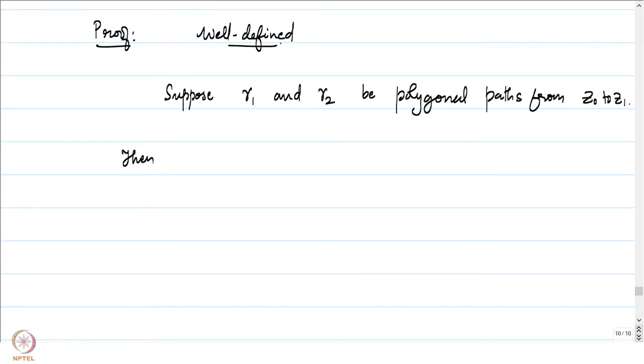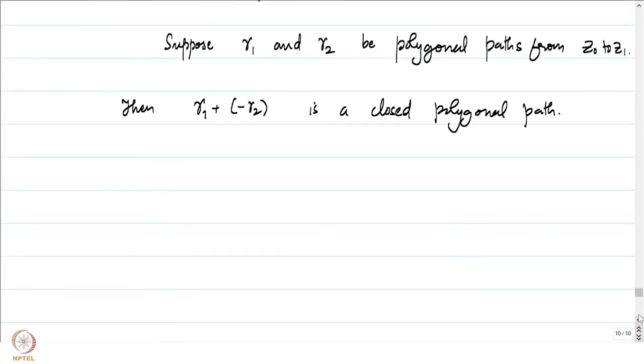Then notice that gamma 1 and gamma 2 both have the same initial point and the same terminal point. In particular, gamma 1 plus minus gamma 2 is a closed polygonal path. Concatenation of two polygonal paths is again a polygonal path. Minus gamma 2 is the reversal of gamma 2. The initial point of gamma 1 plus minus gamma 2 is the initial point of gamma 1, which is z0, and the terminal point is the terminal point of minus gamma 2, which is the initial point of gamma 2, which is again z0. So this is indeed a closed polygonal path.